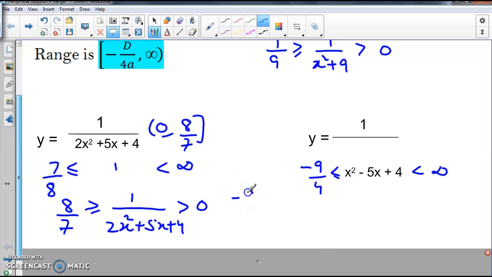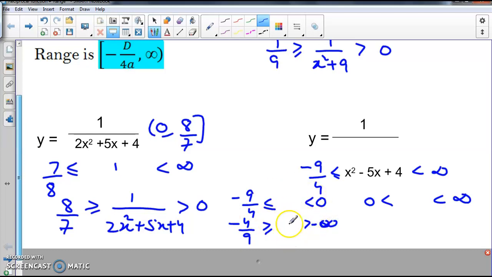Negative part is from minus 9 by 4 to 0, and positive part is from 0 to infinity. Discarding 0. Now taking reciprocals. Reciprocals are minus 4 by 9 greater than or equal to the reciprocal of x square minus 5x plus 4 greater than minus infinity, from the negative side, because all the numbers are negative.